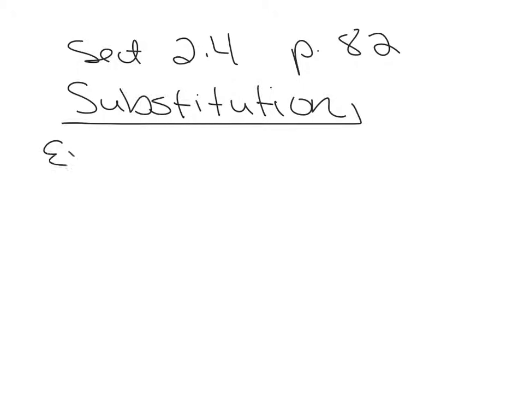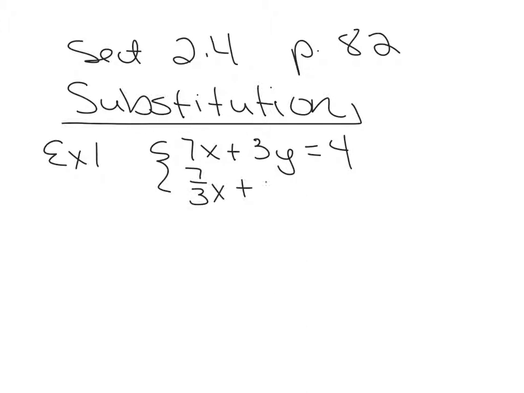The first example has a system that says 7x plus 3y equals 4, 7/3 x plus y equals negative 5. And if you remember from the last section, which was elimination, for elimination, we want our equations in standard form, ax plus by equals c. But in substitution, we want to solve one of our equations for one of the variables, or in other words, isolate one of the variables.